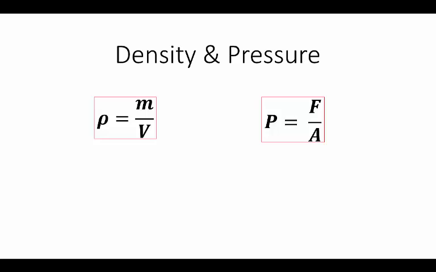Pressure is defined as the force per unit area. Pressure is just a scalar, it's not a vector. The unit of pressure in the SI system is the pascal, with a pascal being a force over an area: 1 Newton divided by meter squared.